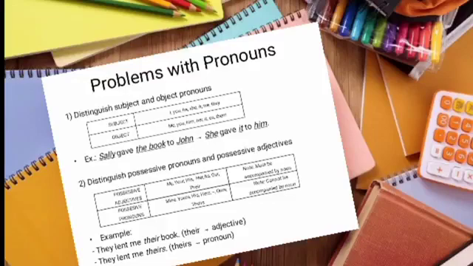For example, they lend me their book. Their here is a possessive adjective that is accompanied by a noun, book. The second example, they lend me theirs. Theirs here is a possessive pronoun that stands alone and there is no noun following it.